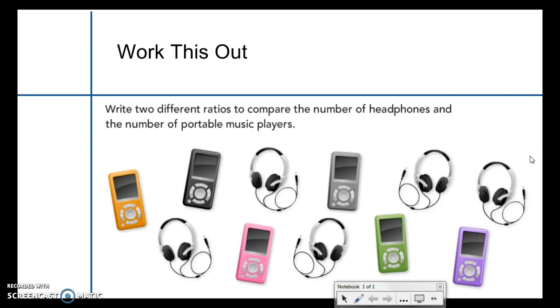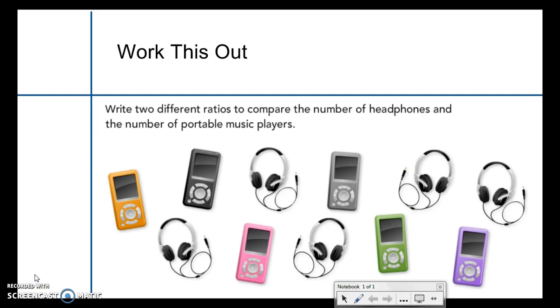Okay, you can choose to work this out in your notebook or on a whiteboard or on your desk. That's up to you, but you do need to work this one out. You're writing 2 different ratios to compare the number of headphones and the number of portable music players. Right? 2 different ratios comparing headphones and portable music players. Now, go ahead and give this a shot and see if you can figure it out. And if you think you got it, check with your neighbor. And then when you guys got it together, push play and let's see if you got it right.